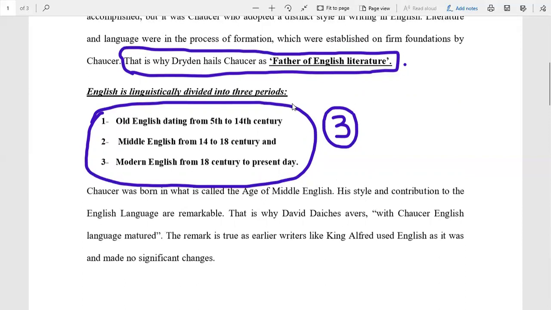In how many parts can we divide English linguistically? In how many periods, in how many ages can we divide English linguistically? There are three main ages. One is from the 5th to the 14th century. The second is from the 14th to the 18th century. And the modern English is from the 18th century up to the present times.